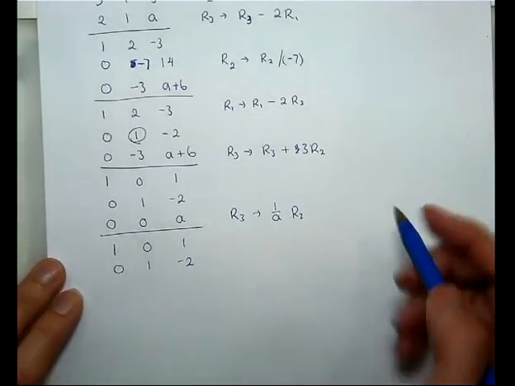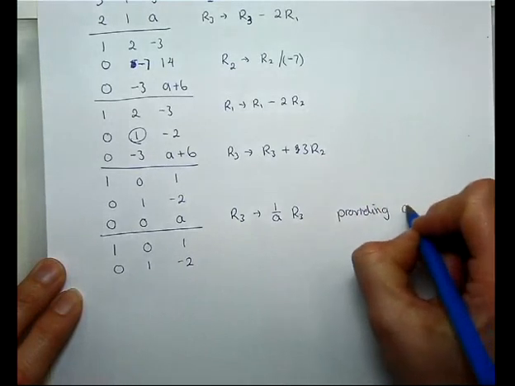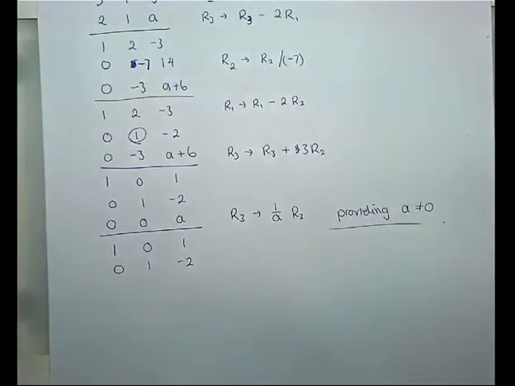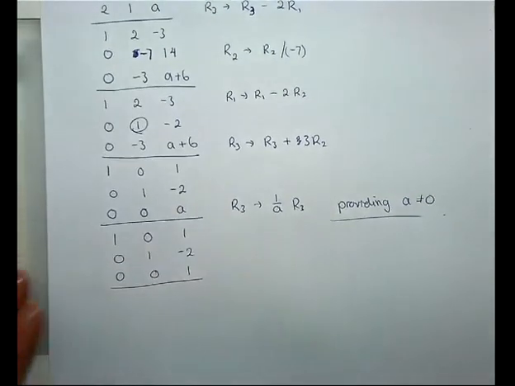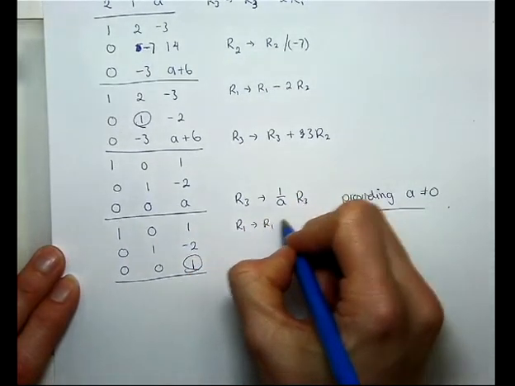Okay, now this is only okay providing A is not equal to 0. So you should make a note of that because we probably better go back at the end and say what happens if A was equal to 0. Okay, so if we do that, then we get 0, 0, 1. Now it looks much more like normal and we can pivot on here.